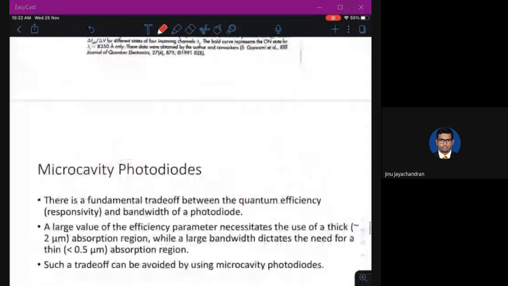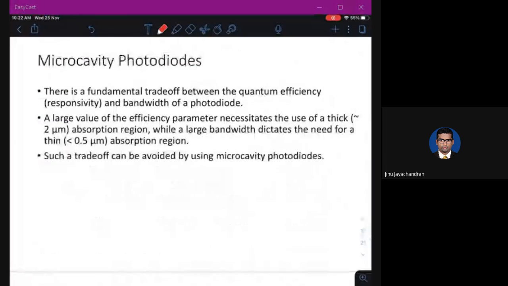Now, the last topic of this lecture is microcavity photodiodes. Now, why do we want to use microcavity photodiodes? See, if you want to have high quantum efficiency, meaning for all the incident photons, a huge current is created, then what you want to do is make the region which is exposed to the light as thick as possible.